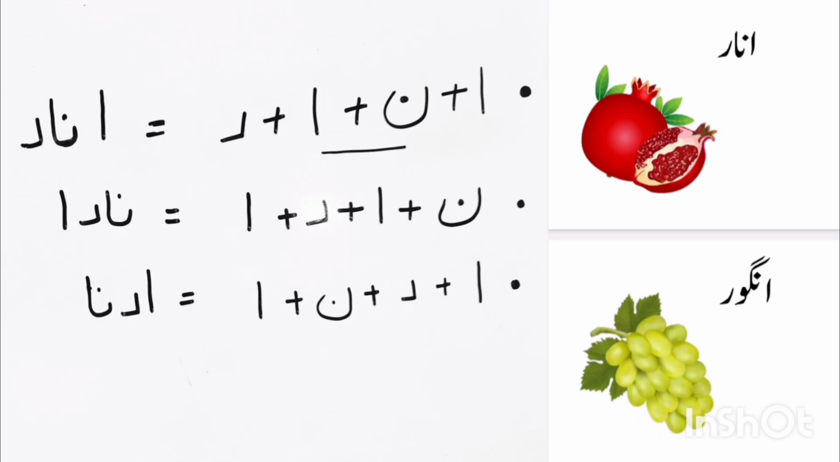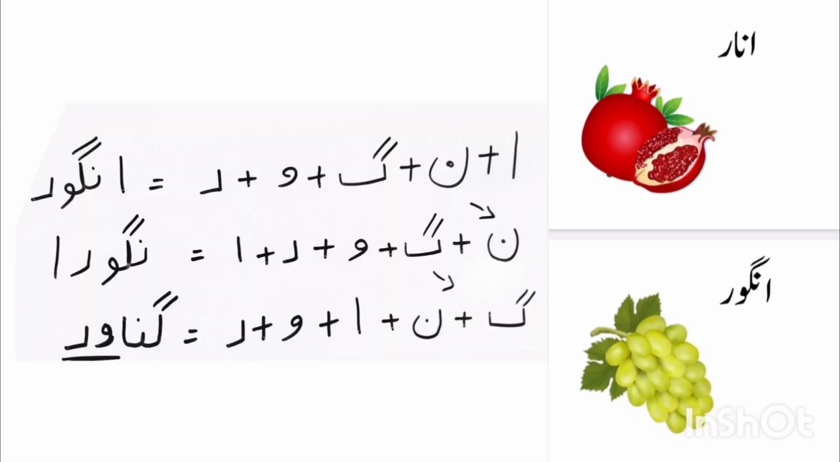Our next word with alif is angur. So how can we write angur? It's alif, noon, gaf, wow, re. When we combine all these kharoof together, it makes angur: alif, noon, gaf or go, and re sakin. Angur. Very good. Now you can see there alif is also not combined with anything.